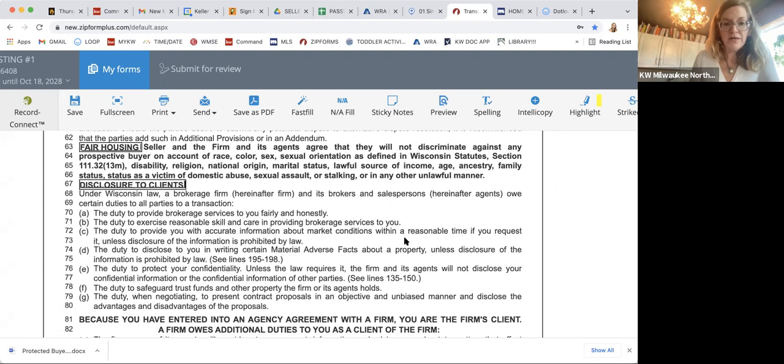Fair housing. Seller and the firm and its agents agree that they will not discriminate against any prospective buyer on any of the protected classes.